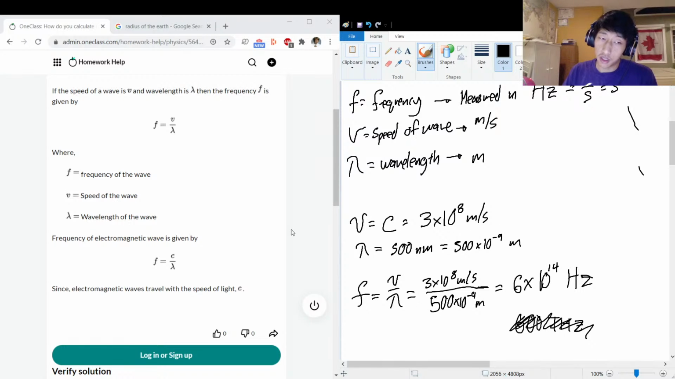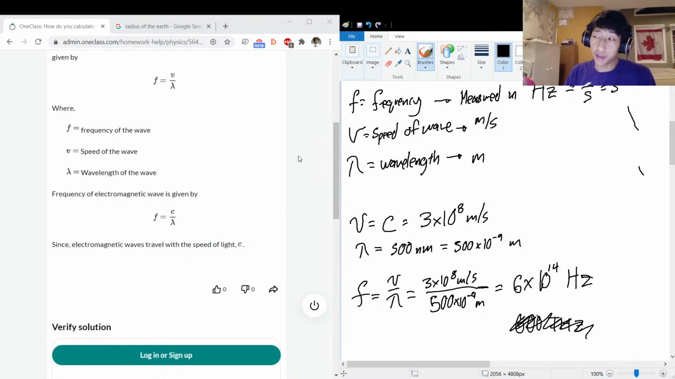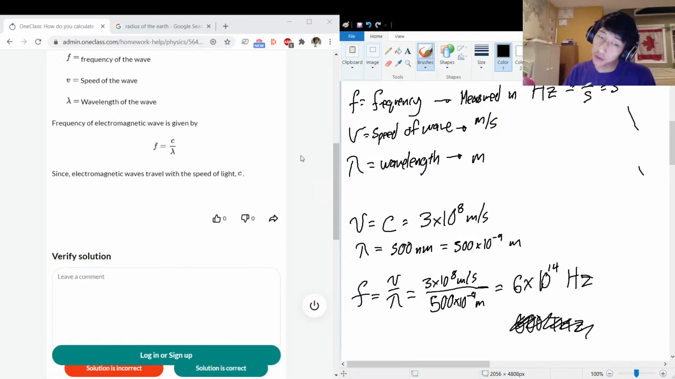Okay, so if they give you the speed of a wave and the wavelength, well, think back to the universal wave equation.